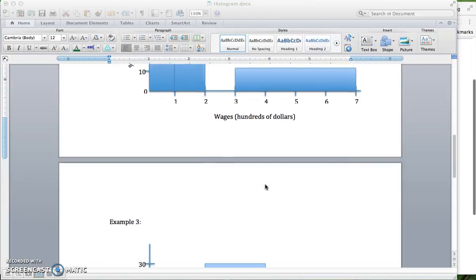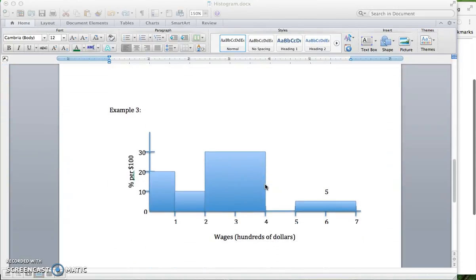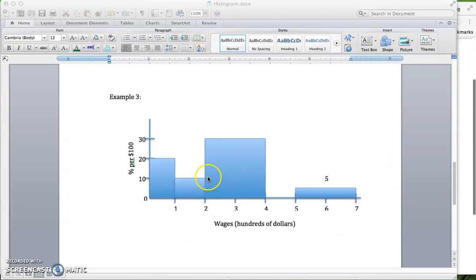As a final example, let's do one more. Suppose we have the following histogram. Let's try to figure out what percentage of employees fall in each of these categories. So for example, in this first bar here, this is again percent per 100, so this is 20% per $100. Because this class interval is $100, that means this bar represents 20% of the employees.